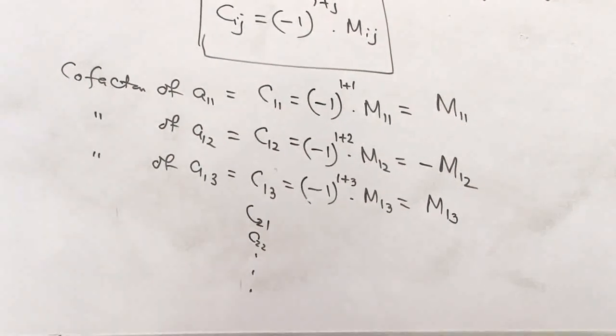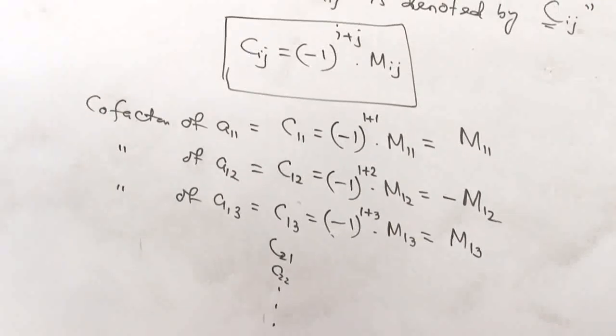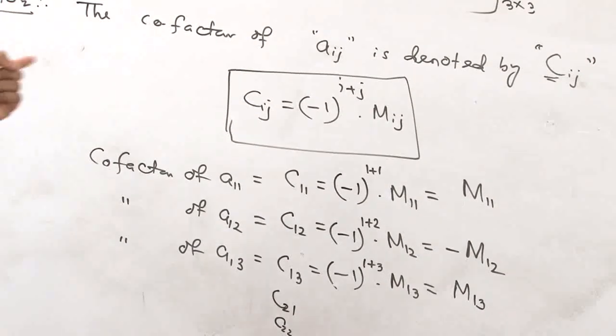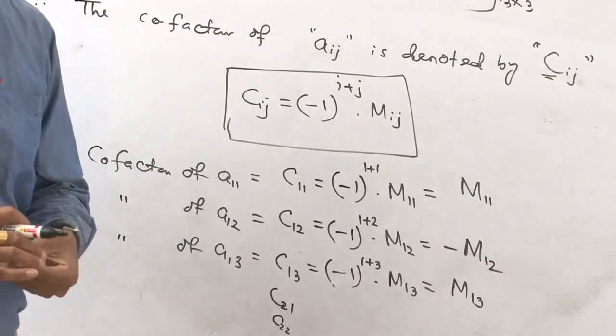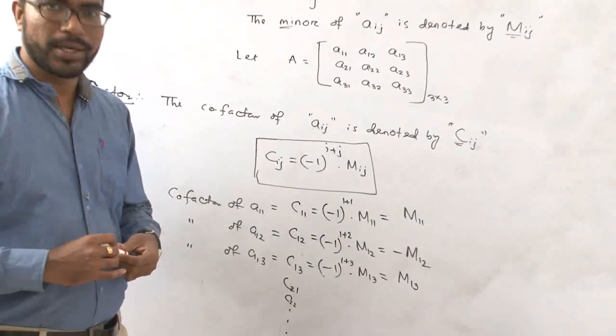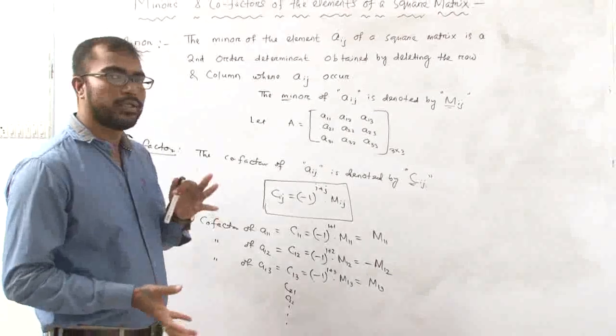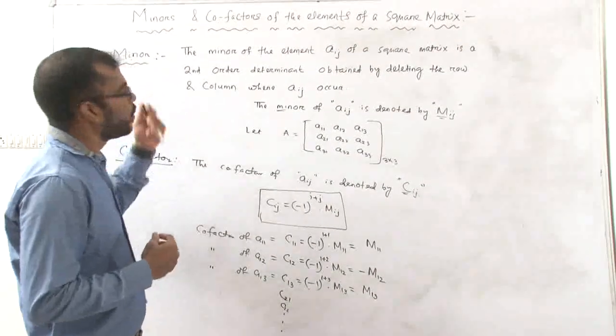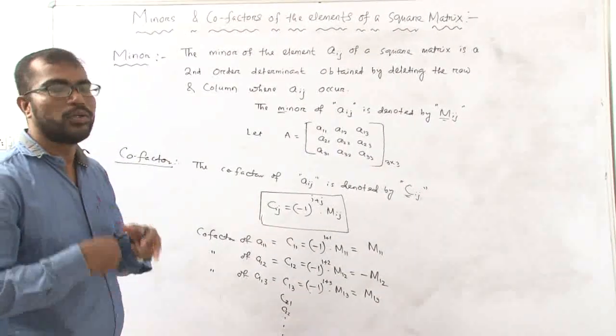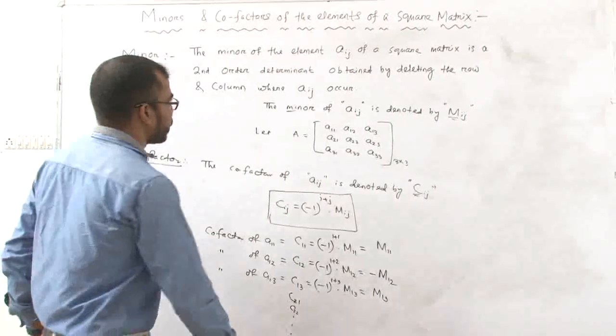So this is the procedure to evaluate minor and cofactor of a matrix. We take some examples to understand it clearly: first we calculate minor and cofactor of a second order matrix, then we proceed to third order. Now take some examples here.